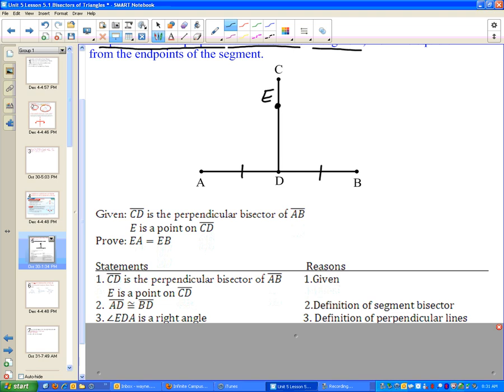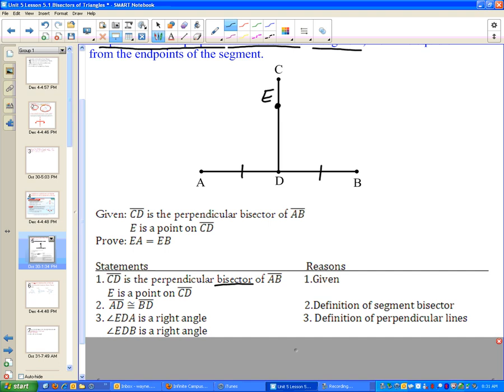what else do we know? We used the fact that segment CD is a bisector of segment AB, but what else is segment CD to segment AB? It's perpendicular. And what does that mean? Well, if two lines are perpendicular, they form right angles. So we can conclude that angle EDA is a right angle and that angle EDB is a right angle.